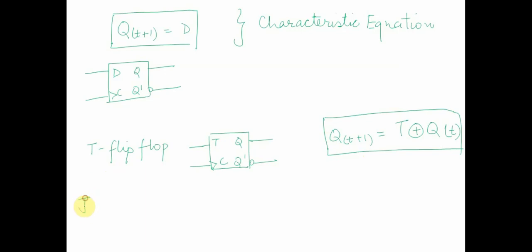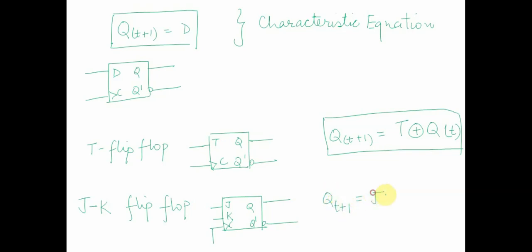Similarly, in case we need two inputs, we have the JK flip-flop, which has two inputs. A JK flip-flop would have J, K, C, and outputs Q, Q bar. The characteristic equation for the JK flip-flop is Q(t+1) = J Q bar(t) + K bar Q(t). This is the characteristic equation for the JK flip-flop.